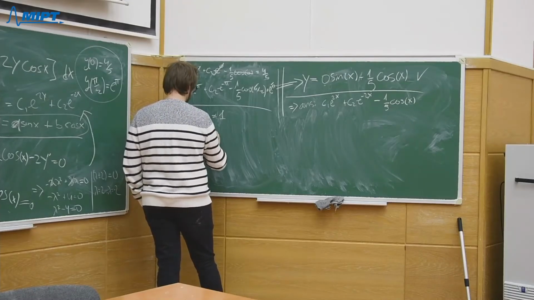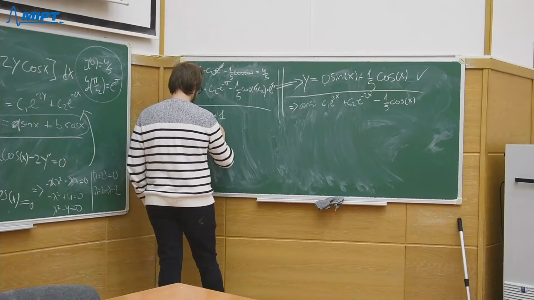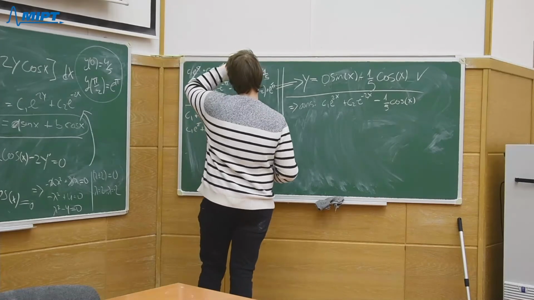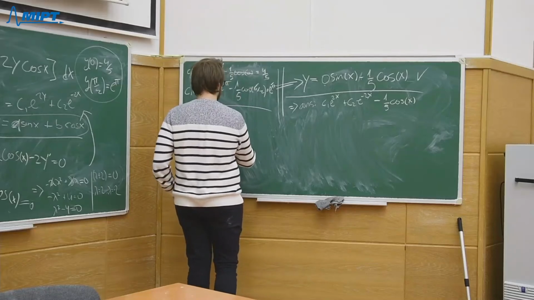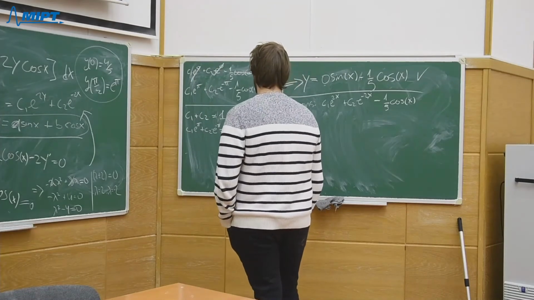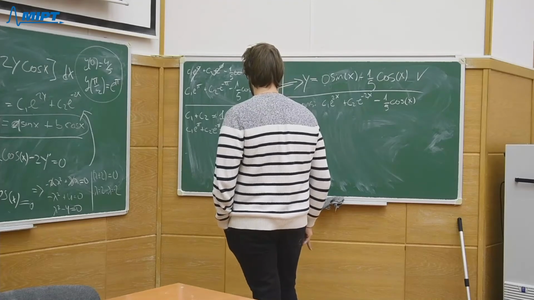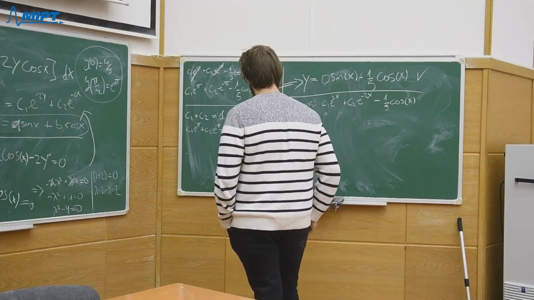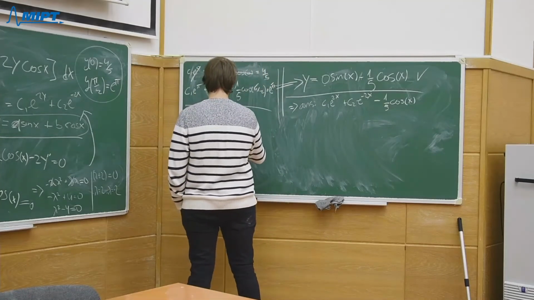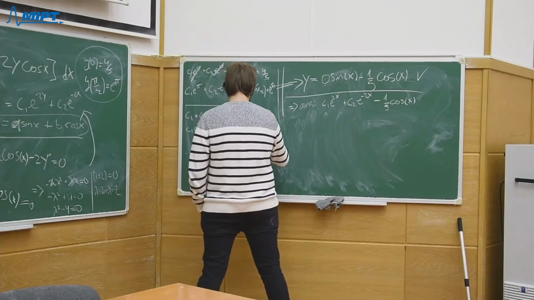And C1 and C2. Have you found C1 and C2? They must be 0. Yes. So the answer is that if C1 and C2 are 0 due to this initial condition, they are equal to 0. Sorry, I'm not getting C1 and C2. So have you checked or not? Just substitute this.